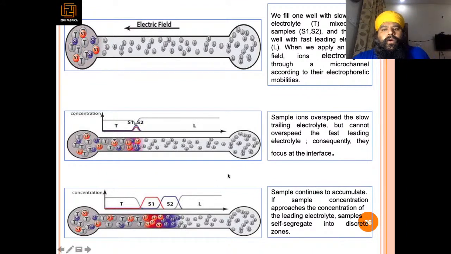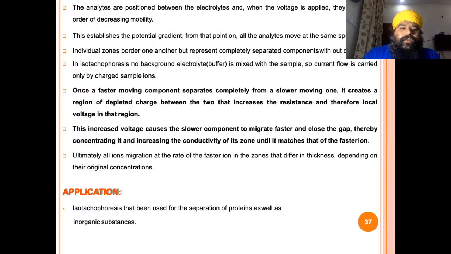The sample continues to accumulate until the sample concentration approaches the concentration of the leading electrolyte, and the sample segregates into discrete zones. Once faster moving components separate completely from slow moving ones, it creates a region of depleted charges between the two that increases the resistance and therefore the local voltage in that region. This increased voltage causes the slower component to migrate faster and close the gap, thereby concentrating it, increasing the conductivity of the zone until it matches that of the faster ion.